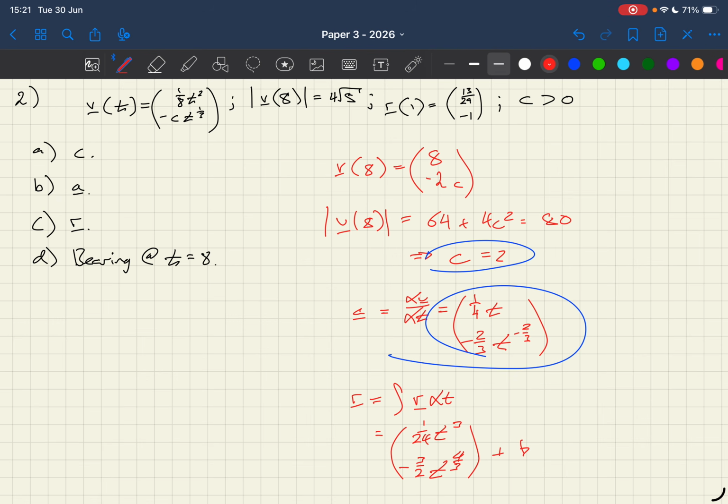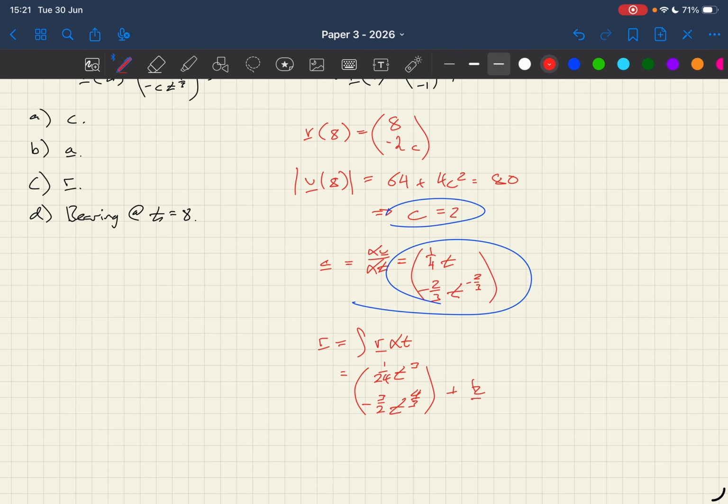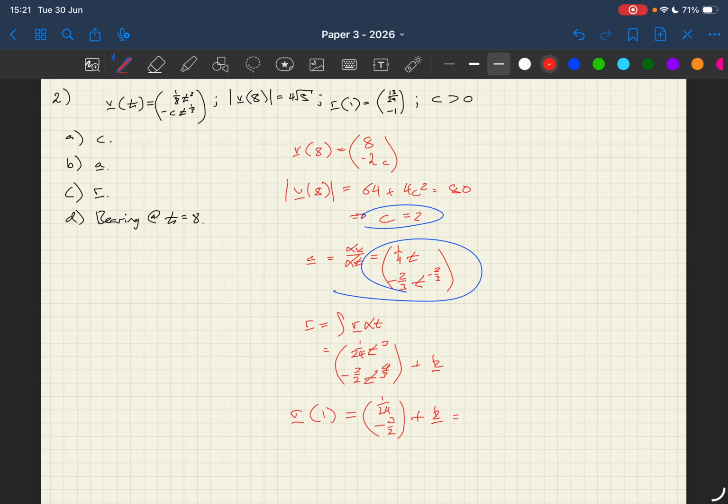I won't use C because we've used it already in the question, so I'll use a K this one. And we're given the position when time is 1. So we can sub that all in, like plugging in the value of 1 into here. What we're going to get is, you just look at the coefficients, don't you? It's 1 over 24 and minus 3 on 2. We'll still have the plus K. And that should equal to the 13 on 29 and minus 1.